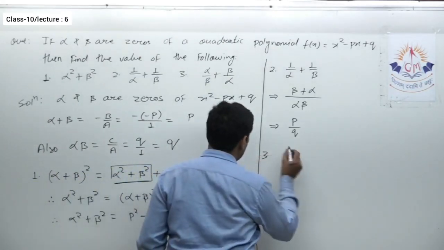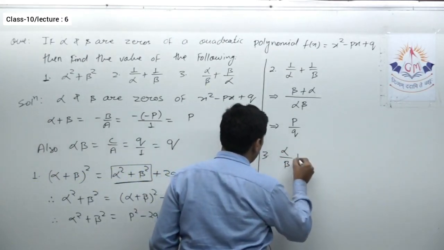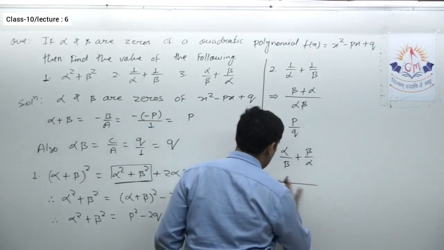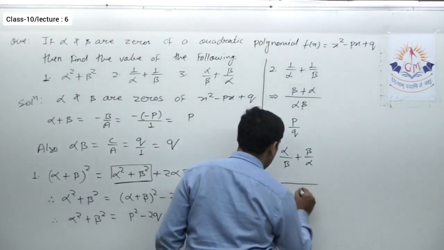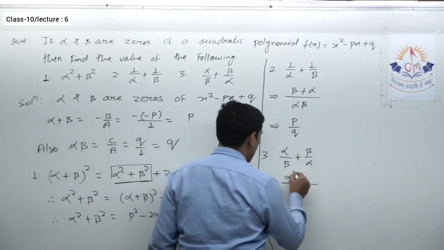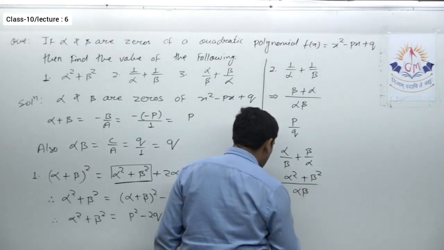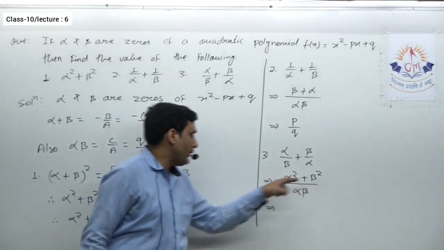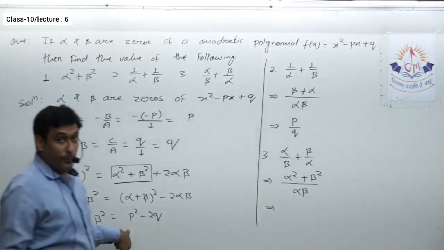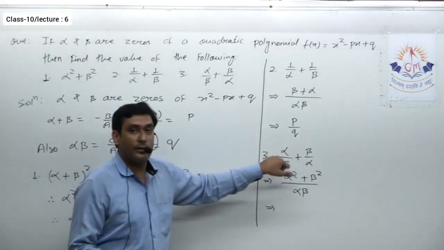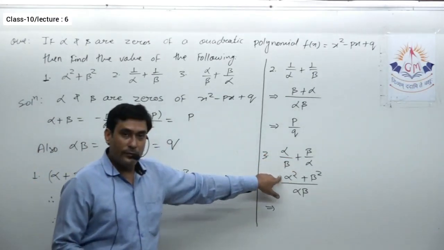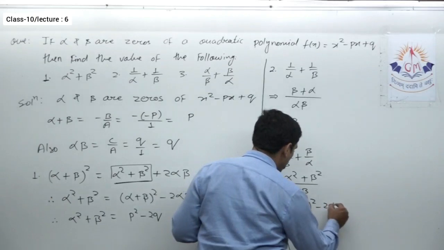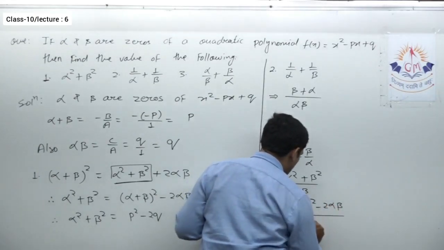Okay, now the third one is alpha upon beta plus beta upon alpha. So this gives you alpha beta in the denominator, and alpha square plus beta square in the numerator. As these three questions are all together, the value of alpha square plus beta square I can take directly. But suppose they are asking you this individually, then here you have to write alpha plus beta whole square minus 2 alpha beta upon alpha beta.